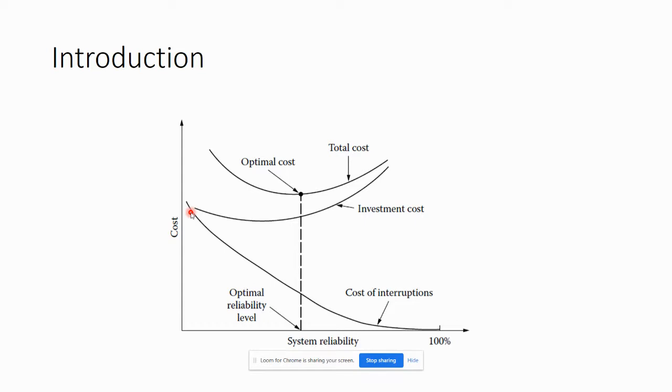And the middle point, we have to find the optimal point of it. The optimal point is the point that we often want to find that strikes the balance between reliability and cost. So we are neither focusing too much on reliability nor on cost.